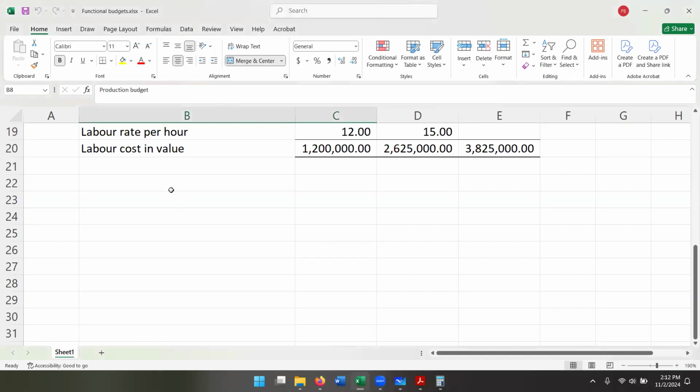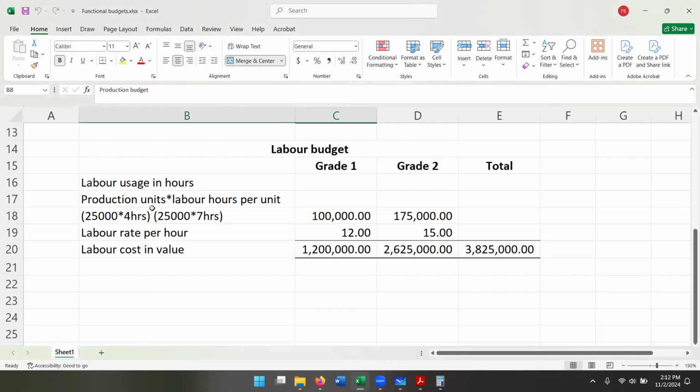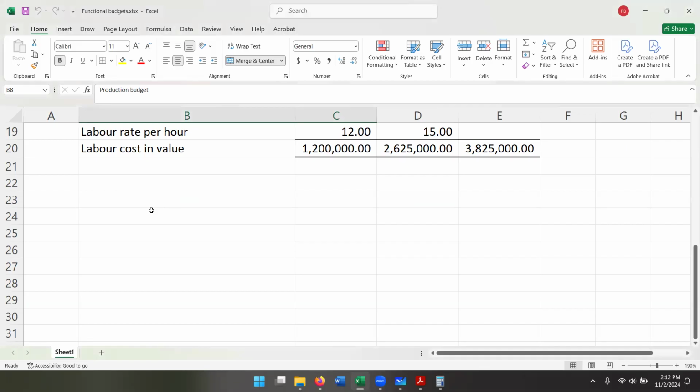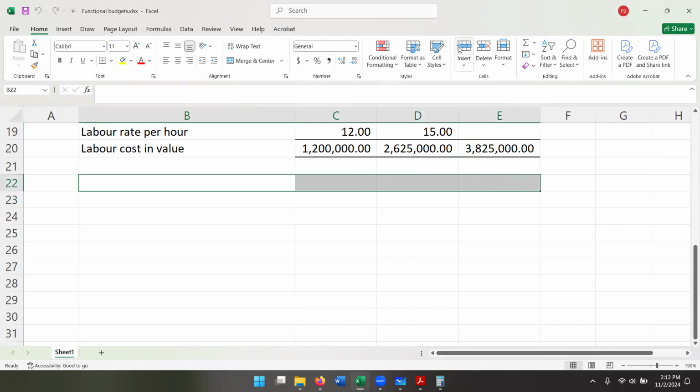All right. So now we've looked at the functional budget. We've looked at some questions. This afternoon I want us to look at material budget, material usage and purchase budget. So let's look at that.